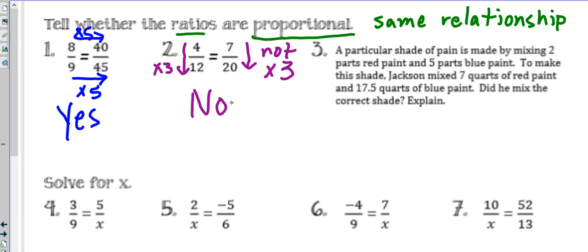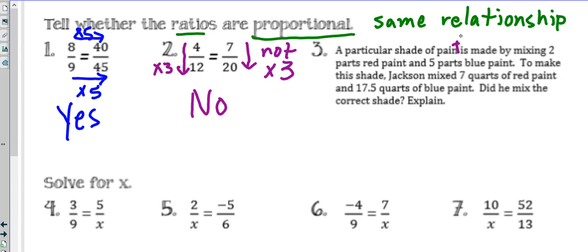All right, let's look at number 3. We have a word problem. A particular shade of paint is made by mixing 2 parts red paint and 5 parts blue paint. To make this shade, Jackson mixed 7 quarts of red paint and 17.5 quarts of blue paint. Did he mix the correct shade?